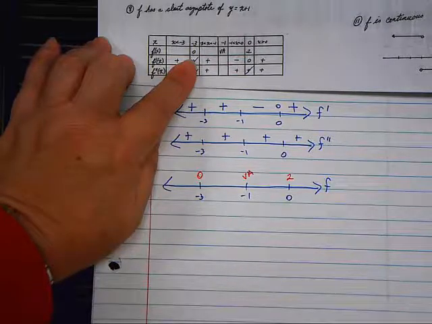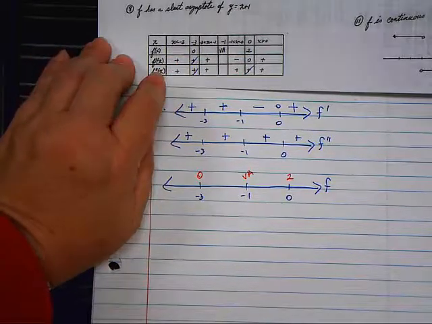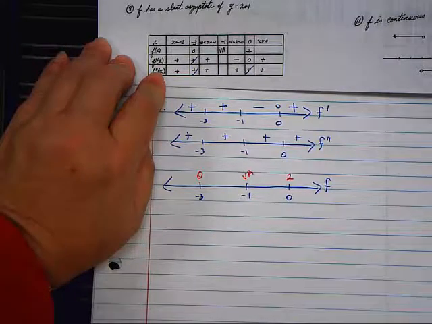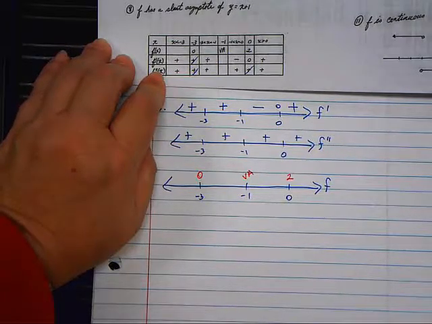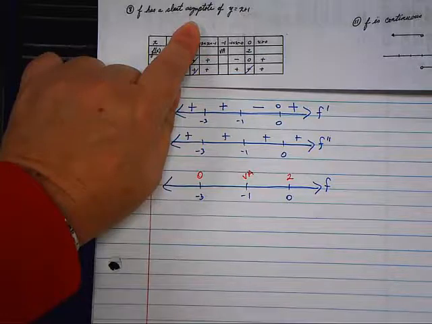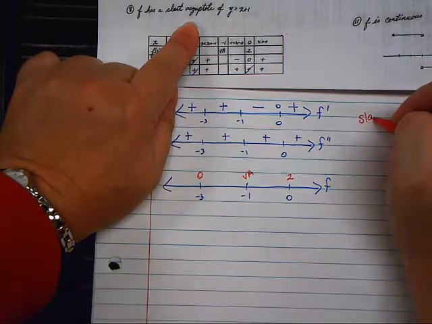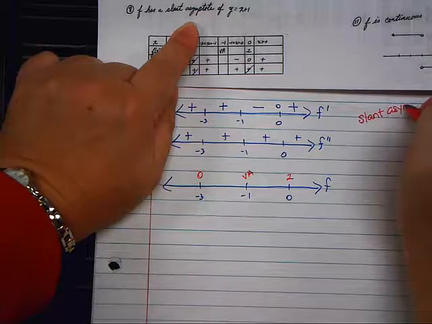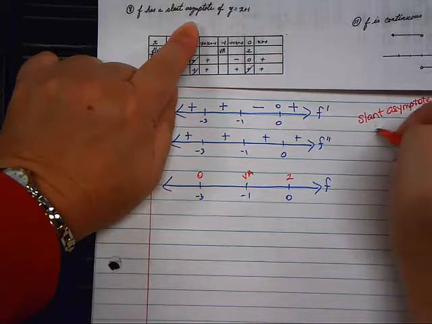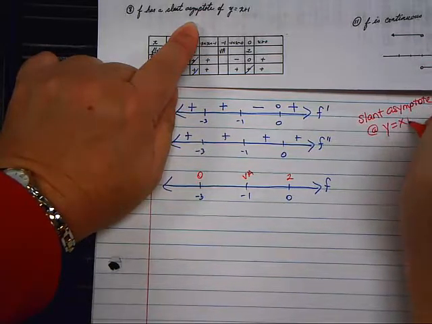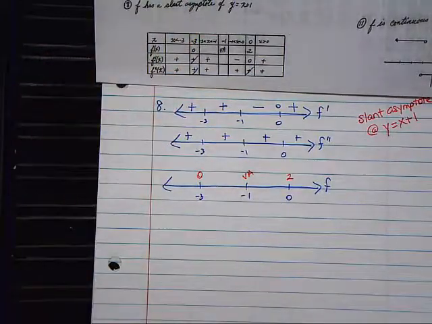Okay? Now, there is one more piece of information I have not written down. Anybody see what it is? Right up here. F has a slant asymptote at y equals x plus 1. So I need to write that out to the side. Slant asymptote at y equals x plus 1. Anything I write in red, I've got to graph it.